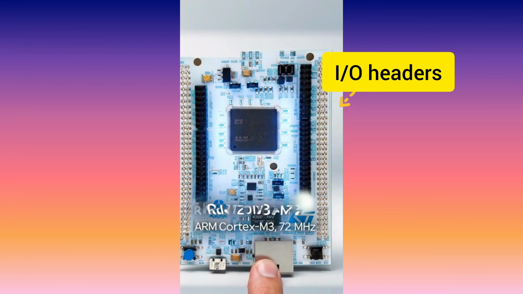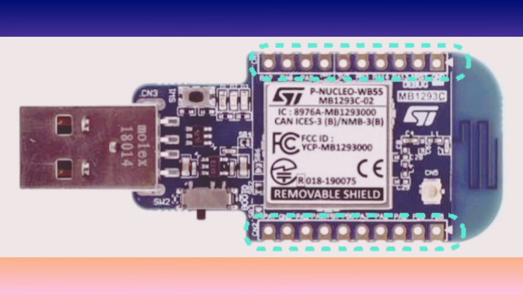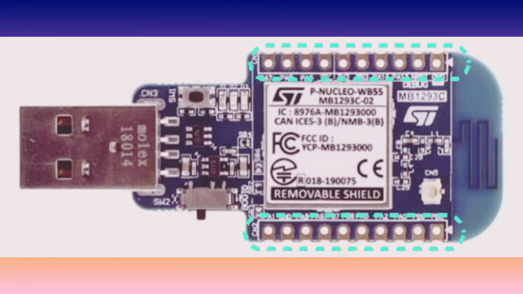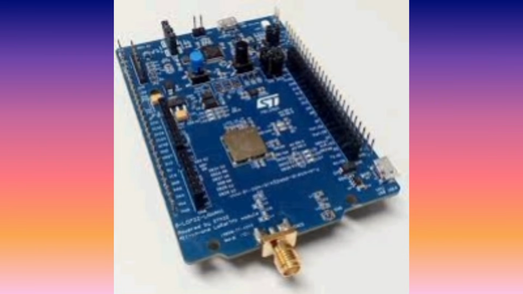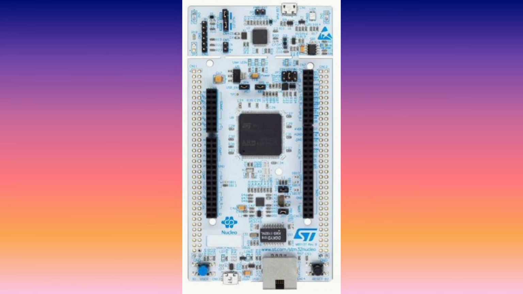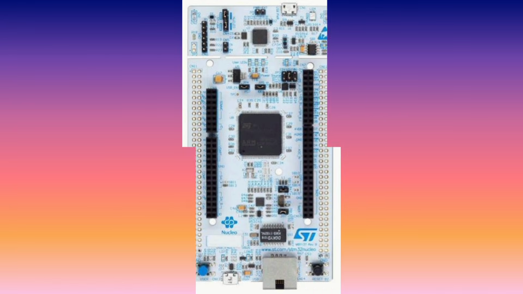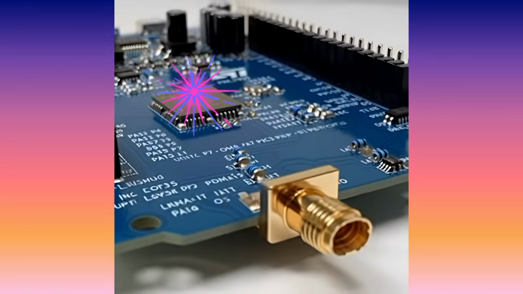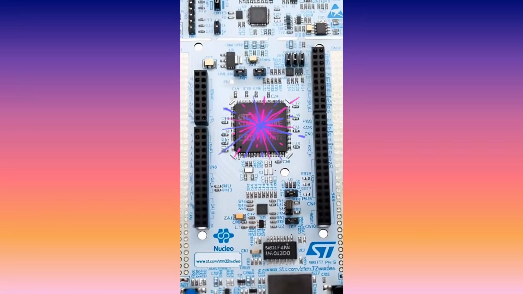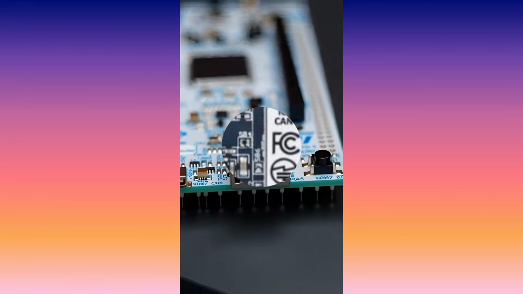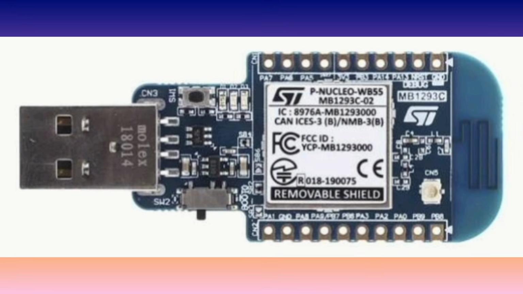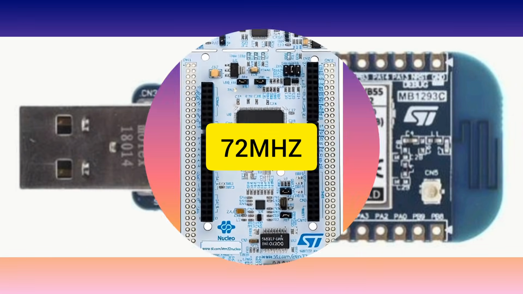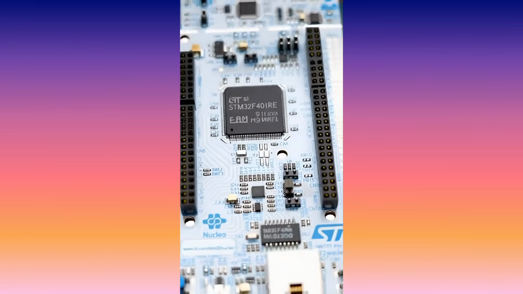components and sensors. These headers are compatible with Arduino Uno V3 and ST Morpho, making it easy to use existing shields and expansion boards. The heart of the Nucleo board is an ARM Cortex-M microcontroller, providing powerful performance and low power consumption. It operates at frequencies up to 72 MHz depending on the specific model.